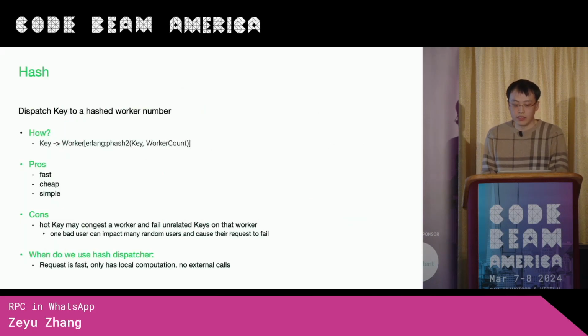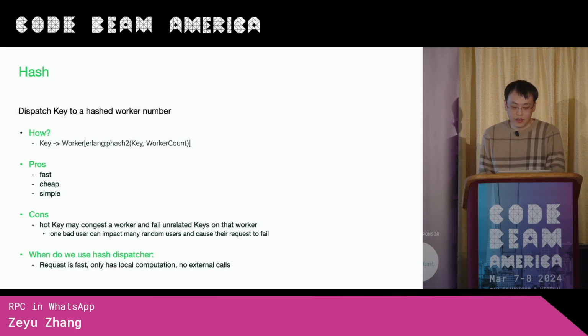The hash one is the easiest to understand. Basically, given a key, we find the worker whose number is the hash of the key, and just dispatch the request to the worker. The benefit of it is that it is fast, cheap, and also simple to understand.